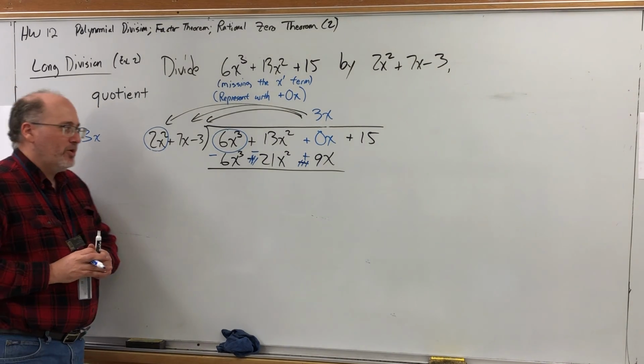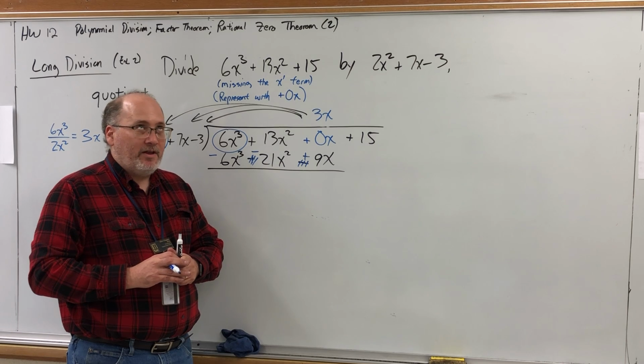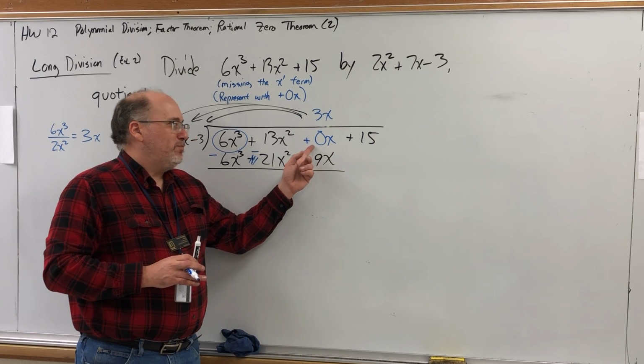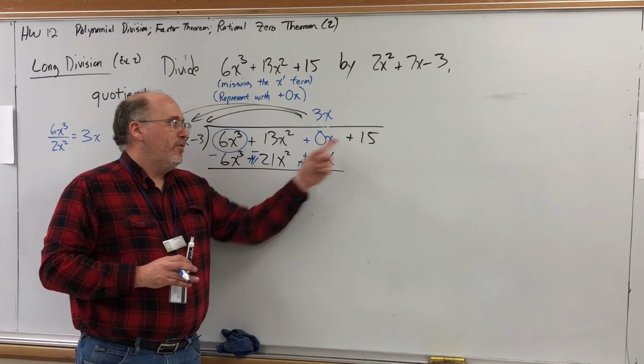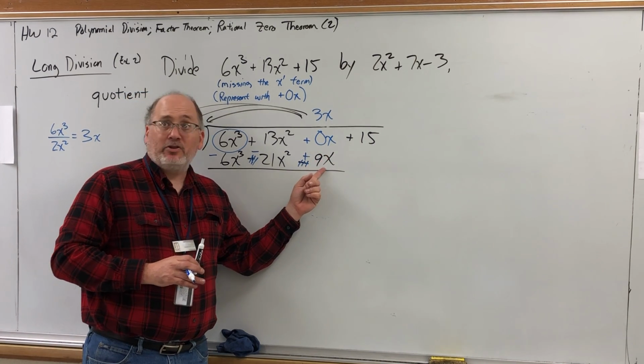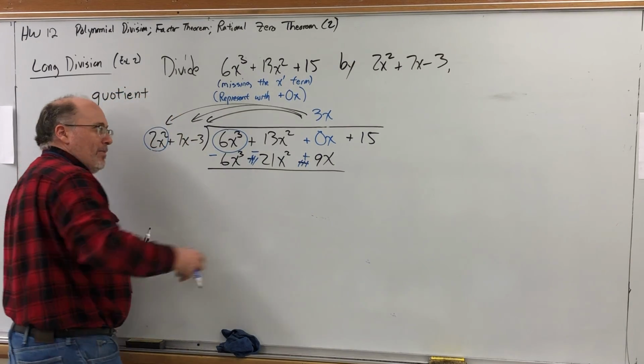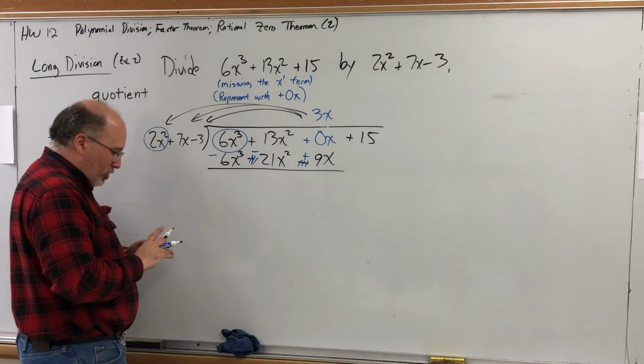Here's where having the missing term represented is convenient. I'm about to combine like terms. If this plus 0x were not there, then the plus 15 would be, and these wouldn't combine. You might try to combine them incorrectly, but they should never be combined. Problem avoided since I represented the missing term.